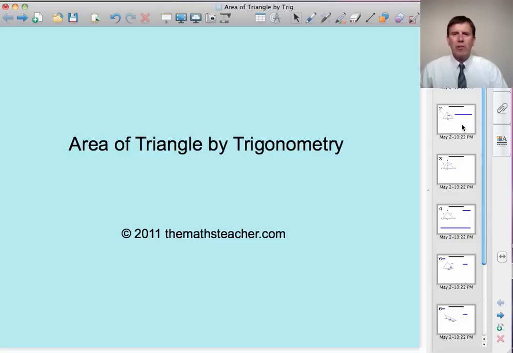Hello and welcome to a very short lesson on finding the area of a triangle using trigonometry. This lesson is equally applicable to A level and to higher tier GCSE. We'll begin by looking at the standard formula for the area of a triangle, a half base times height, and we'll derive an alternative formula which uses trigonometry. We'll then go on to find the area of three triangles using our new formula.